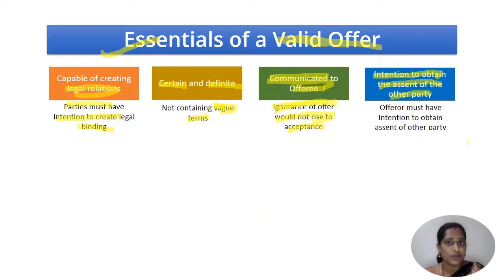I said the same thing, here object means objective. Okay, the offerer must have intention to obtain the assent of the other party. That means the main objective of my offer should be to get the assent from the other side.